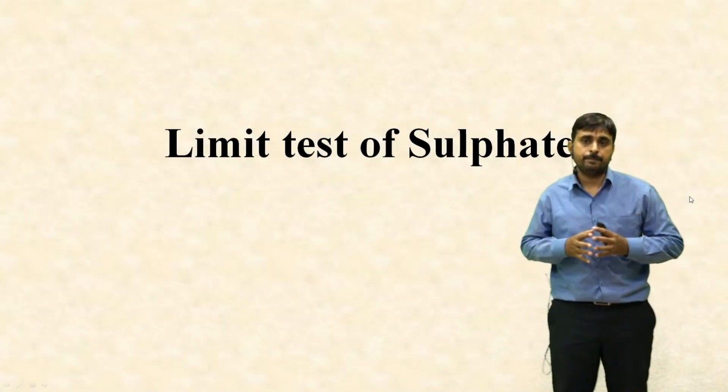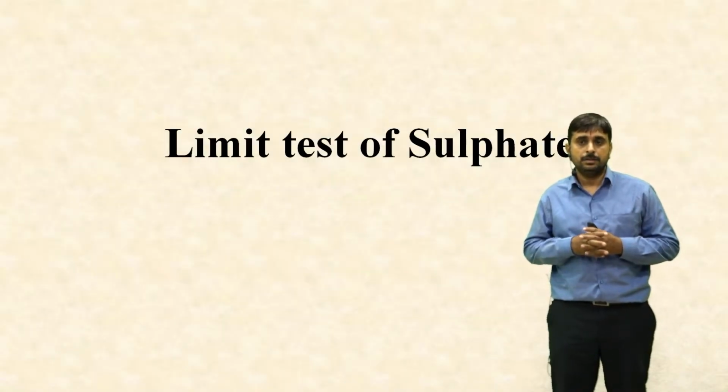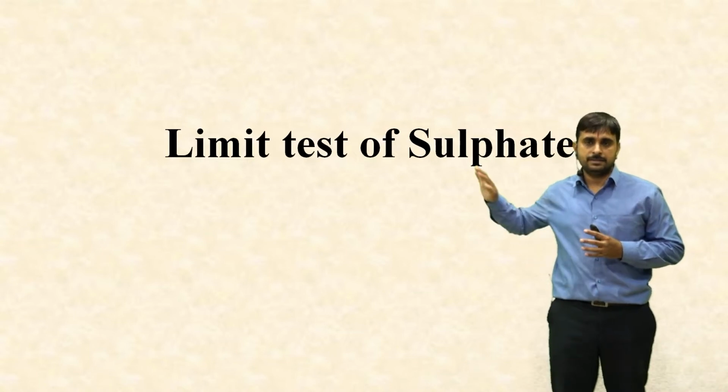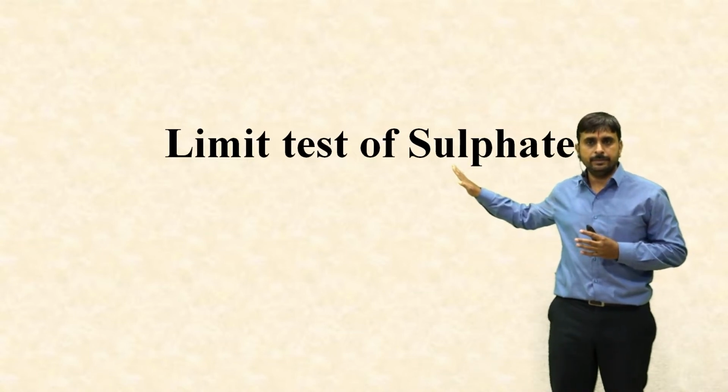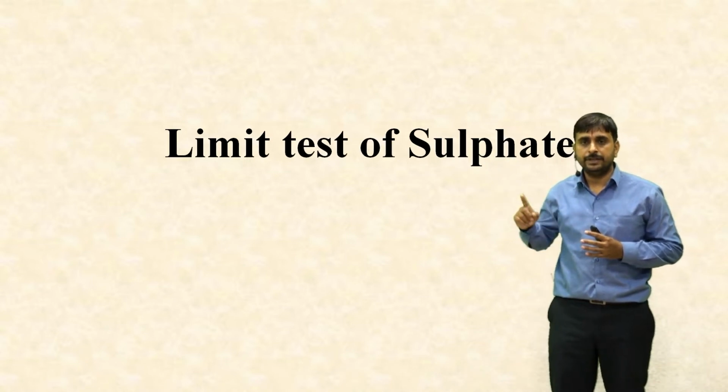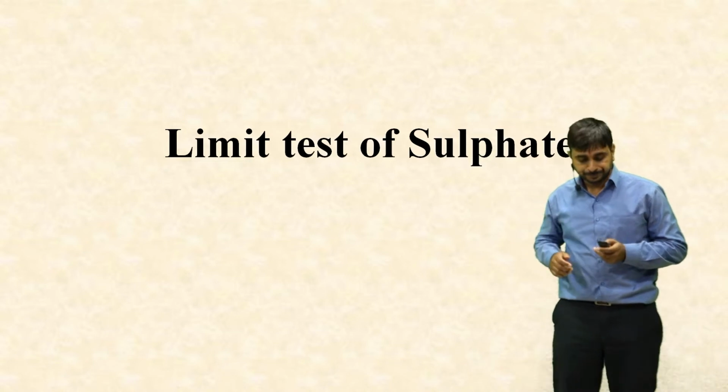Now, the next impurity that we are going to study is sulfate. It is the limit test of sulfate. We have already studied the limit test of chloride, and we have observed the differences between the opalescence of standard and test sample. Now we will study the limit test of sulfate in the given sample, the same sample which we have studied for the limit test of chloride.